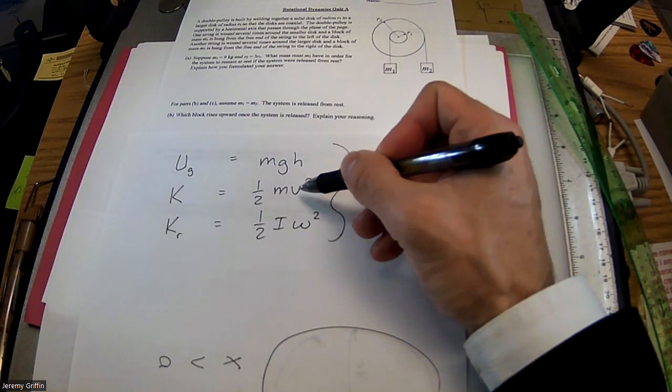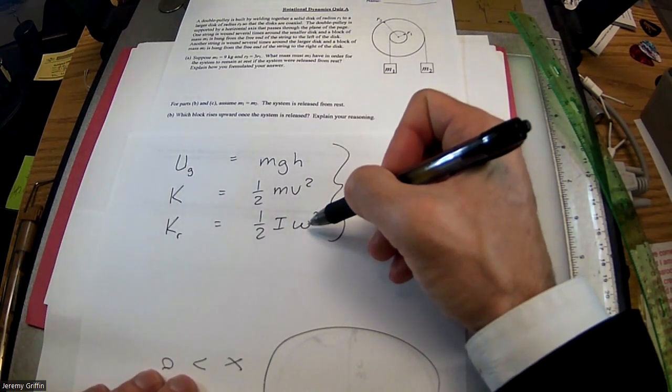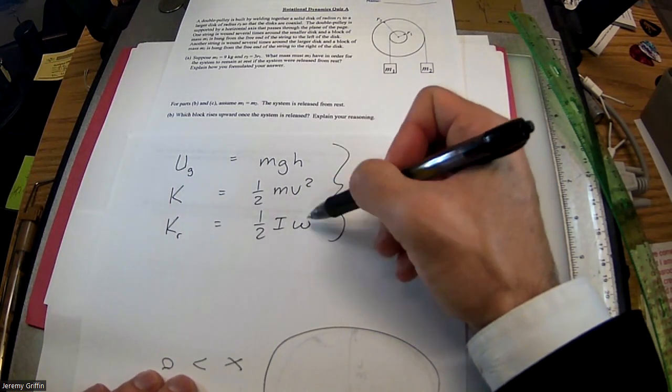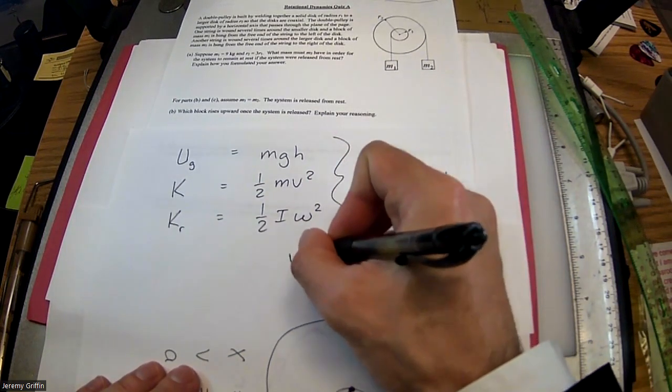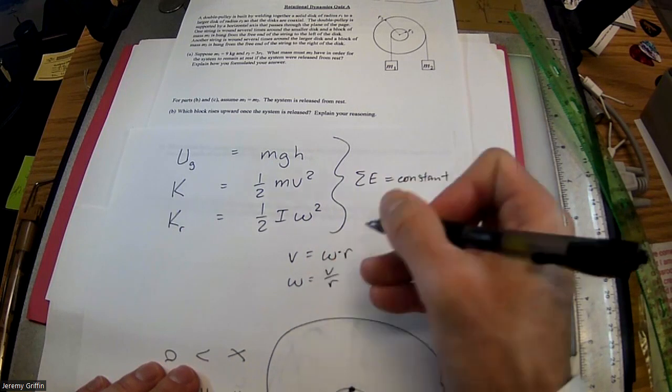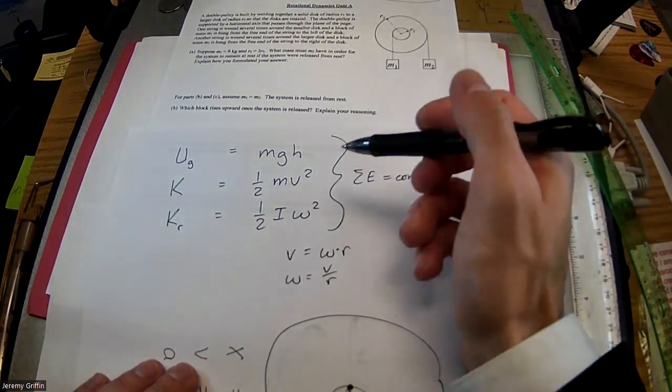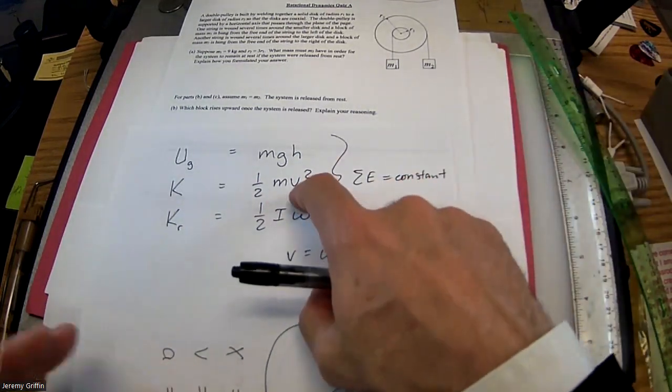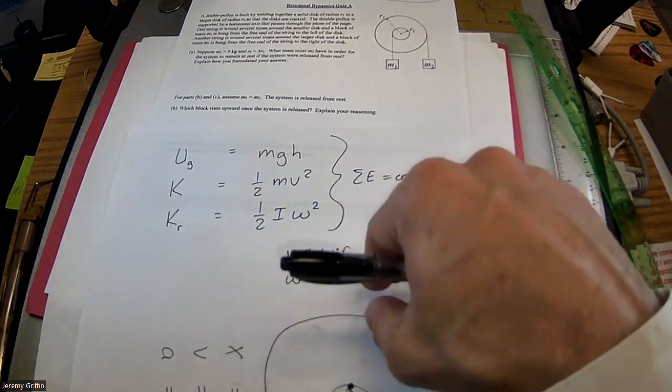Guys, is this V and this omega connected? Yeah, and it's through R. You guys remember V is equal to omega times R, or sometimes you see it the other way, omega equals V over R. Be ready, be comfortable to go back and forth between those. Each block will have a different V because it's connected to a different radial location.